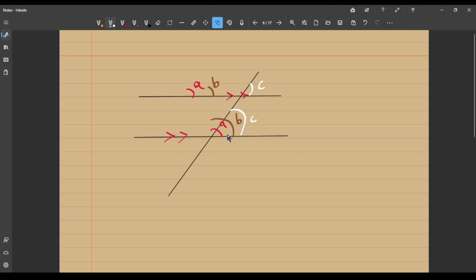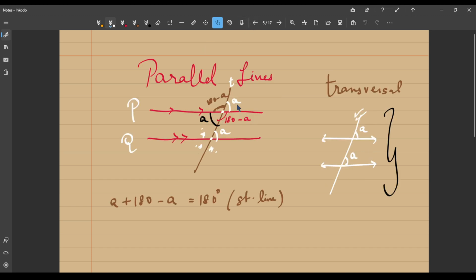So however the transversal cuts the two parallel lines, it may be like this, it may be like this, whatever the slope is, whatever we have seen here holds true. The relationship between the angles holds true, however the transversal cuts this set of parallel lines.